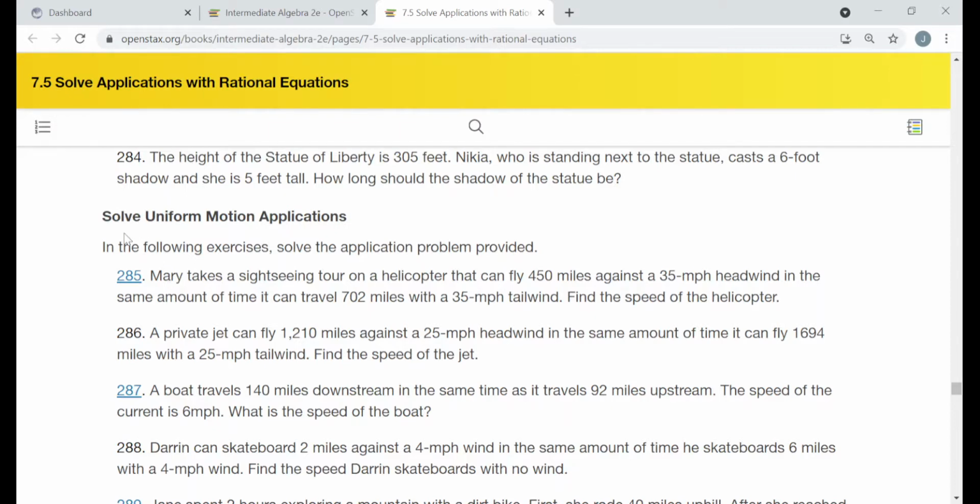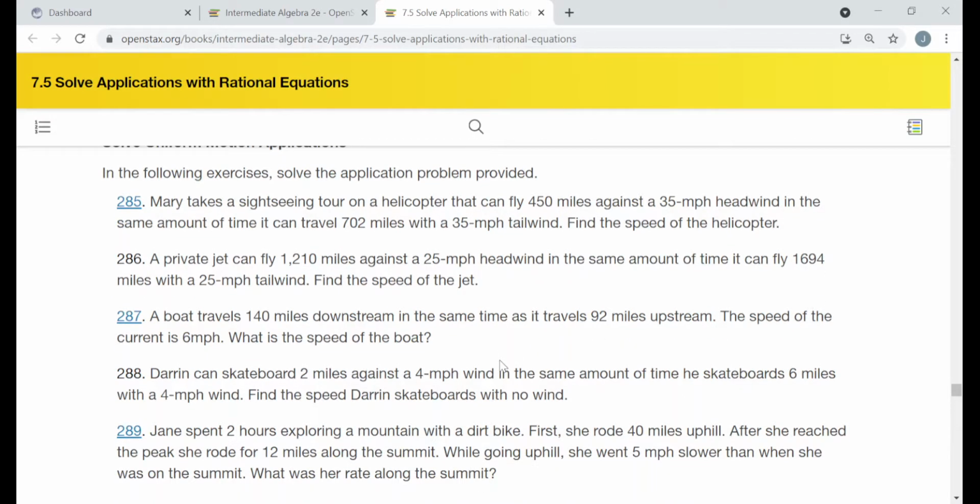All right. So every single one of these exercises is just solve the application problem provided, and they're all related to some sort of uniform motion. All right. So example 1, exercise 285.